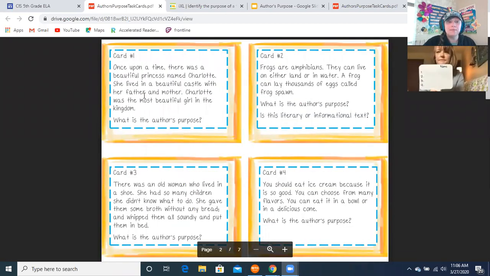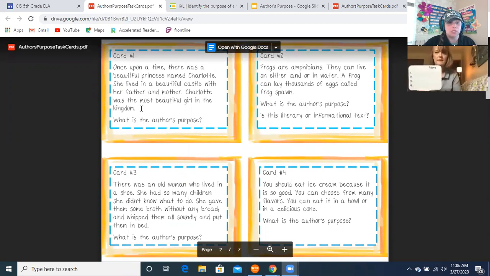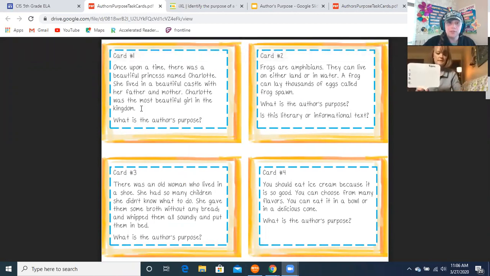Once upon a time, there was a beautiful princess named Charlotte. She lived in a beautiful castle with her father and her mother. Charlotte was the most beautiful girl in all of the kingdom. What is the author's purpose?